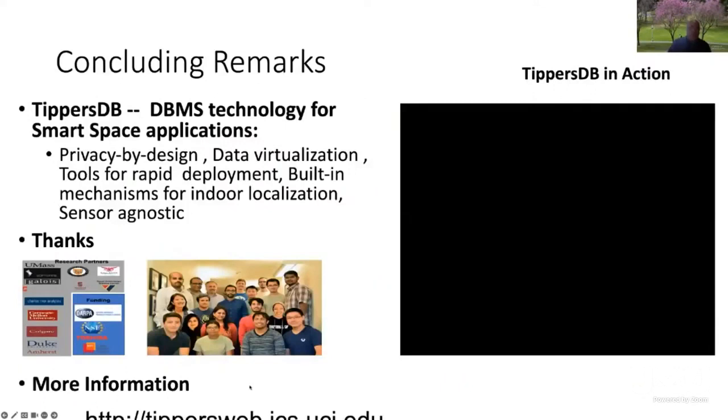In conclusion, TripleDB is a database technology for smart spaces that implements privacy by design and supports data virtualization. It has tools for rapid deployment. It also has built-in mechanisms for indoor localization, and it is sensor agnostic.